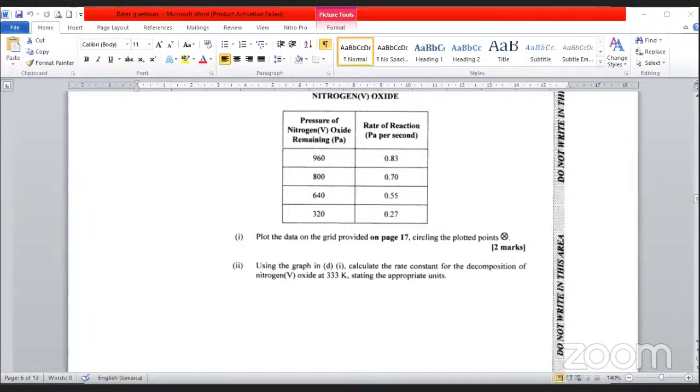What would be the units? So somebody's saying per second. Somebody's asking if the rate of reaction is on the X or Y axis. It would be on the Y axis. Okay, all right. So I'm seeing 2 more responses with per second. Yes, that's the correct units. All right.